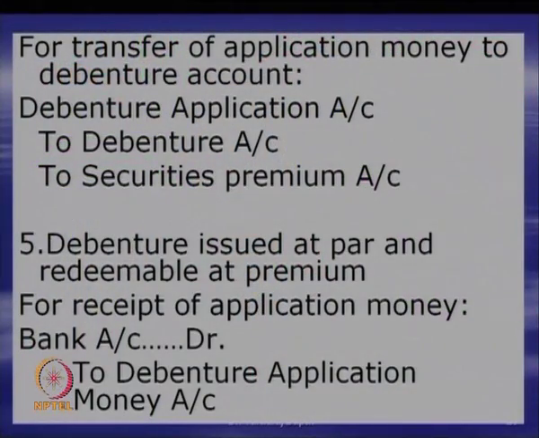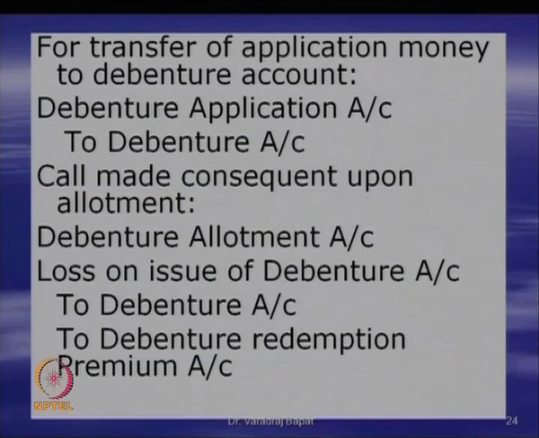Let us see the fifth case. In the fifth case, debentures are issued at par and they are redeemable at a premium. Again, the first entry is the same, bank account debit to debenture application account. Now, for the transfer of application money to debenture account, debenture application will be transferred to debenture. So, again the second entry also remains the same. Now, sometimes the call is made subsequent upon allotment.